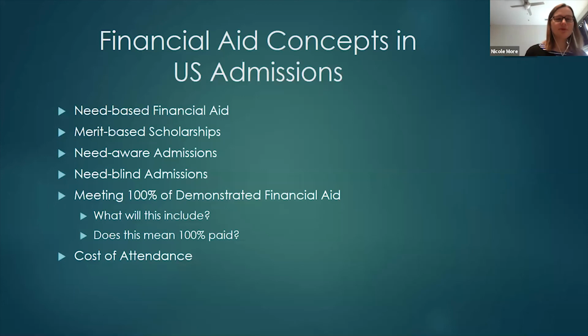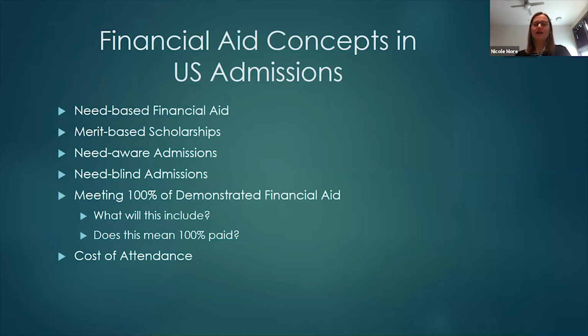Throughout this short presentation, as we talk about the financial aid concepts in US admissions, we're going to talk about need-based financial aid and merit-based scholarships. We're going to talk about what a need-aware admissions process looks like. What does a need-blind admissions process look like? We'll also take a look at what it means when an institution says it meets 100% of demonstrated financial aid, or what it means when a university does not meet 100% of demonstrated financial aid. We'll talk about what some of those things might include and what it means when somebody says we meet up to 100%. Is it all paid? What does that mean? Because these can be so confusing, I know.